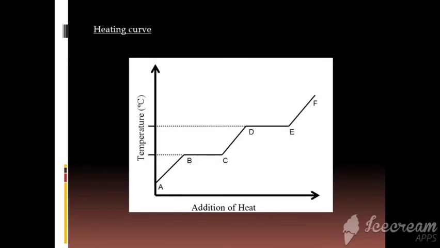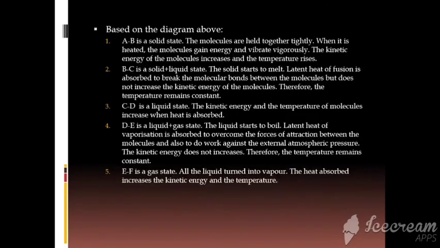As you can see on your screen is a heating curve diagram. Based on the diagram above, A to B is a solid state. The molecules are held together tightly. When it is heated, the molecules gain energy and vibrate vigorously. The kinetic energy of the molecules increases and the temperature rises.